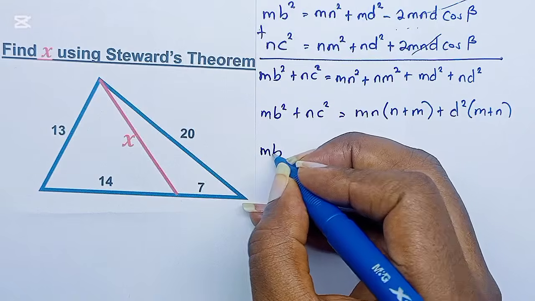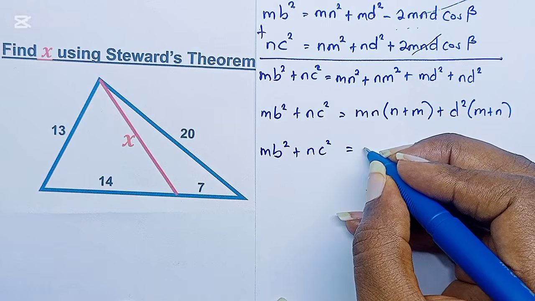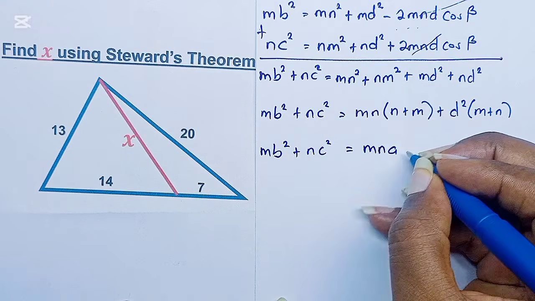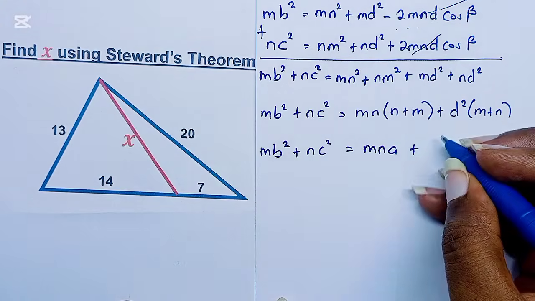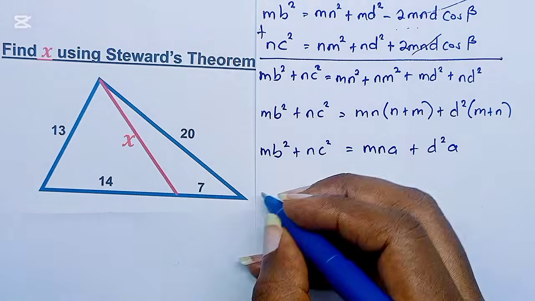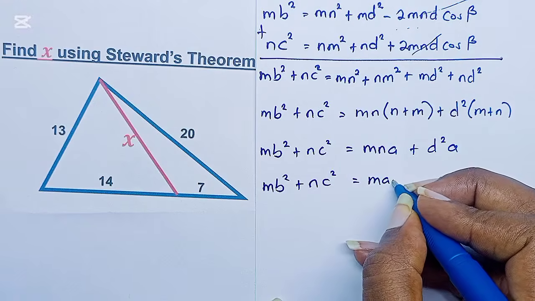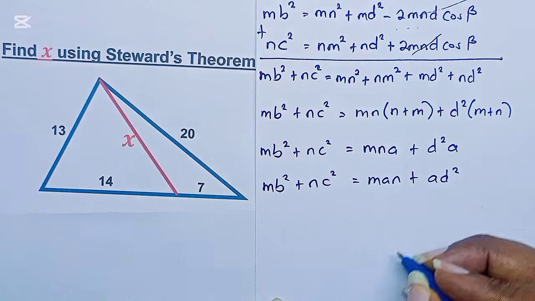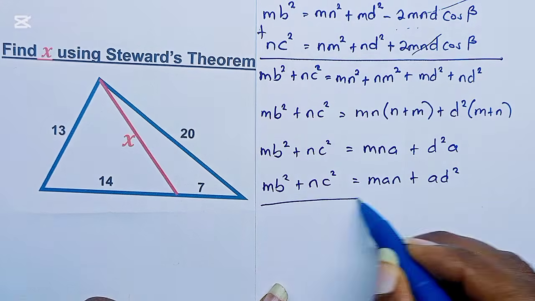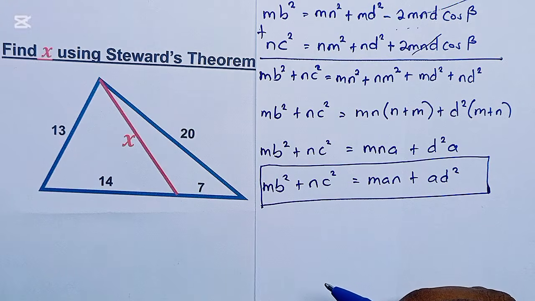So we shall end up having mb squared plus nc squared being equal to mna plus d squared a, which is mb squared plus nc squared is equal to man plus ad squared, just like we had stated our Stewart's formula. So this is the proof for the Stewart's formula.